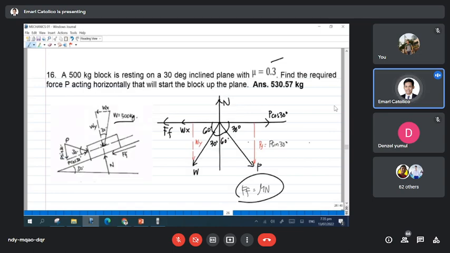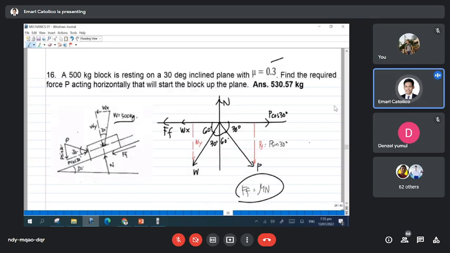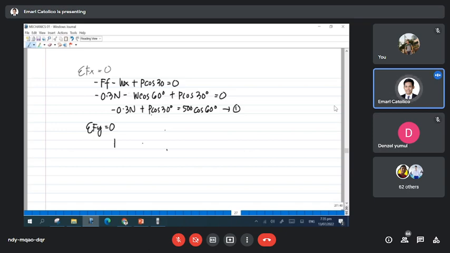Okay. Then, summation of F_y is equals to 0. So, ano yung mga component ng y? Meron tayong P, meron tayong weight, and also, meron tayong normal force. So, normal force minus P minus W, W_y and P_y. Okay? So, normal force minus, ano yung angle natin?